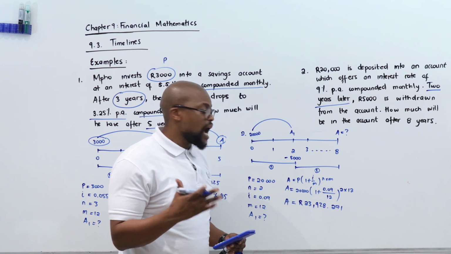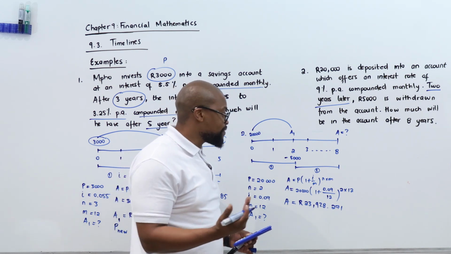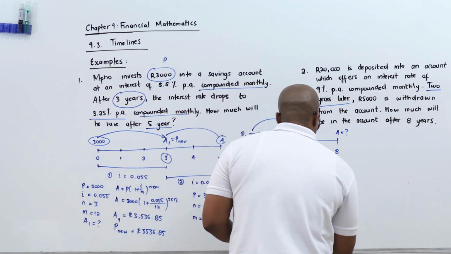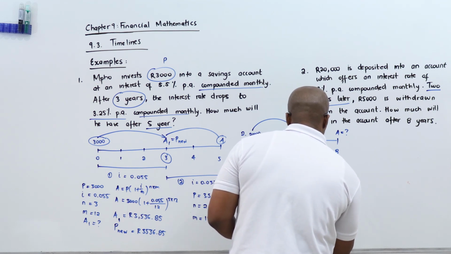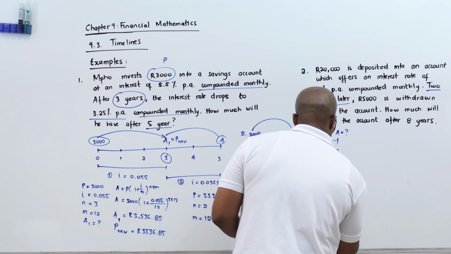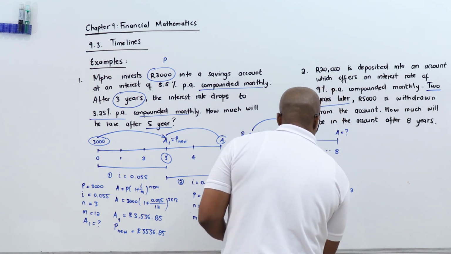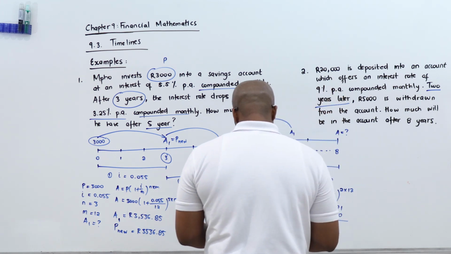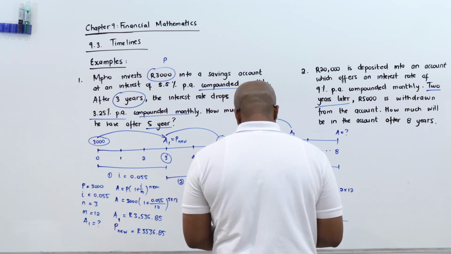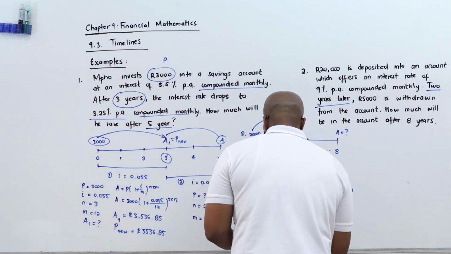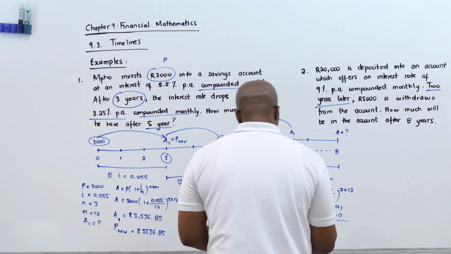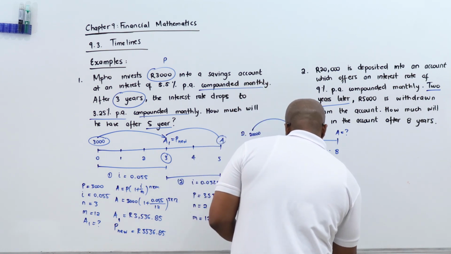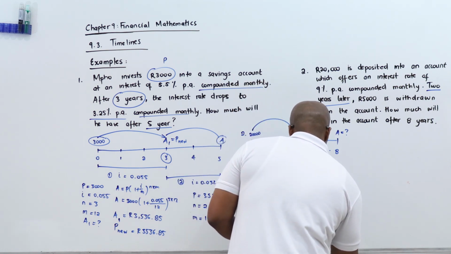But something happens there. I withdraw, right? I need to withdraw 5,000 Rand. So I have to take away 5,000 Rand from this. And therefore that leaves me with minus 5,000. So after I've withdrawn, now I have my new P for the last investment horizon, which is 18,928.271.